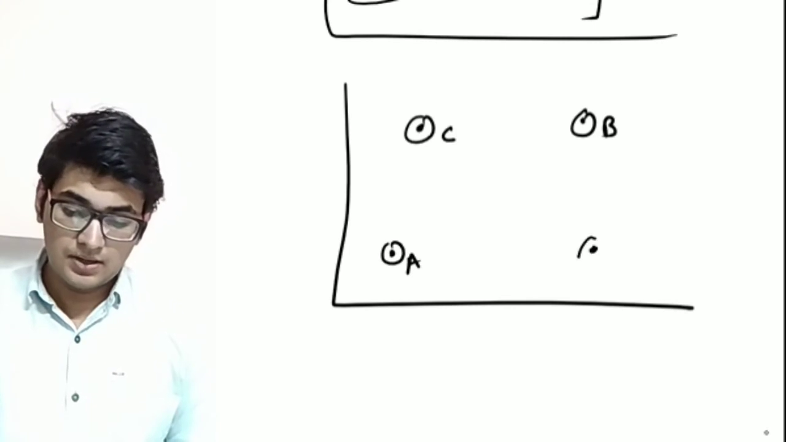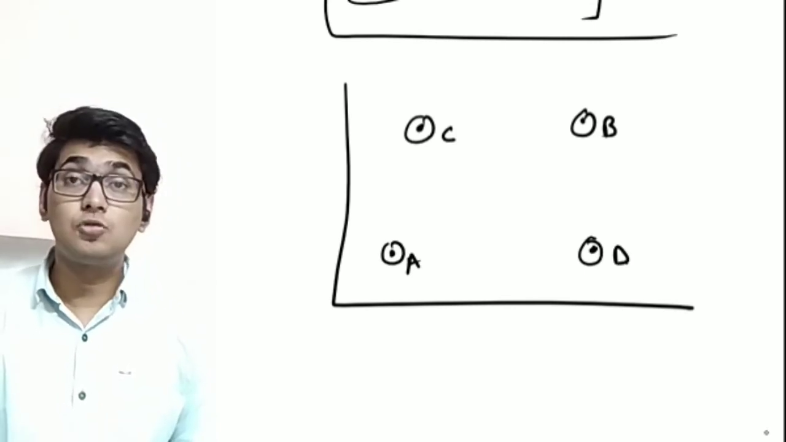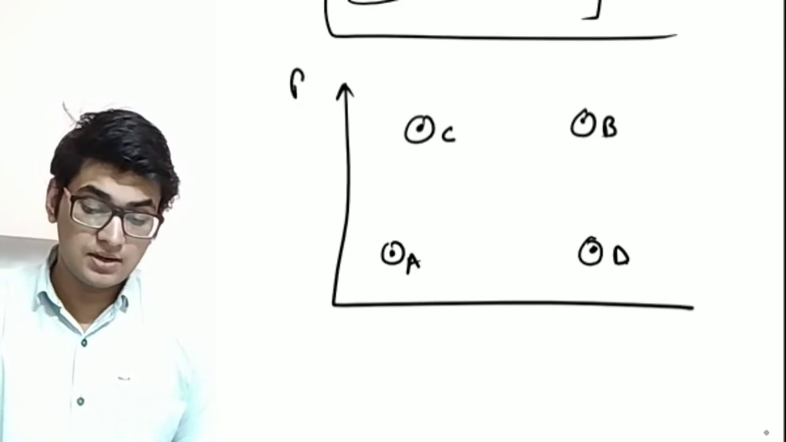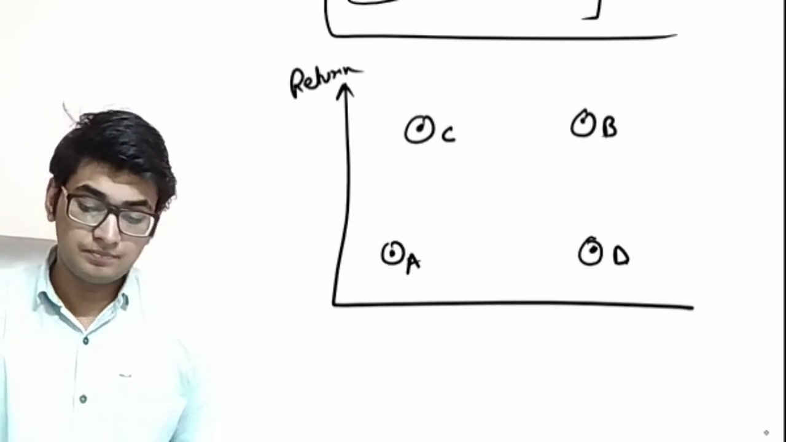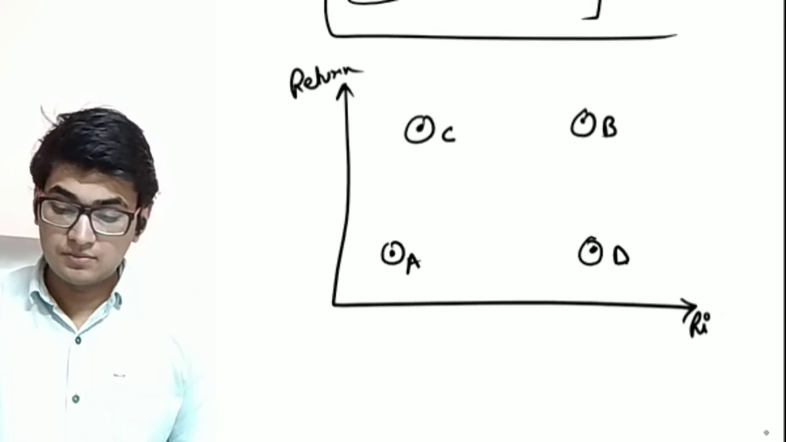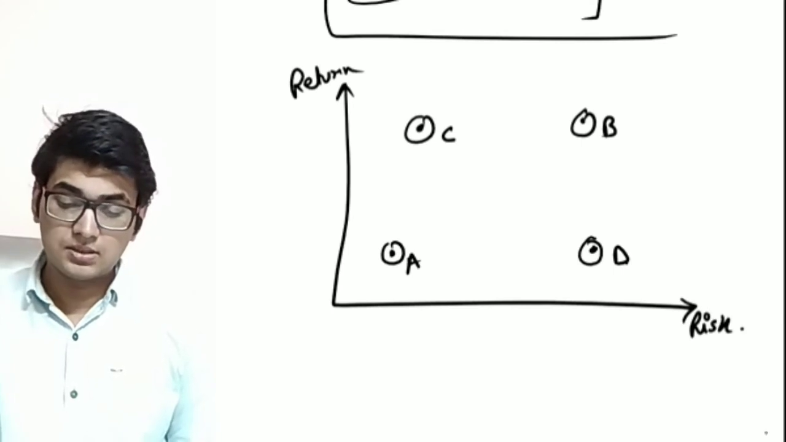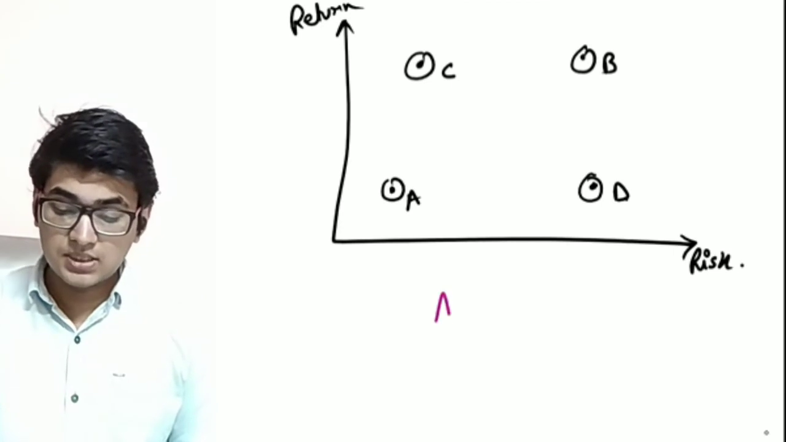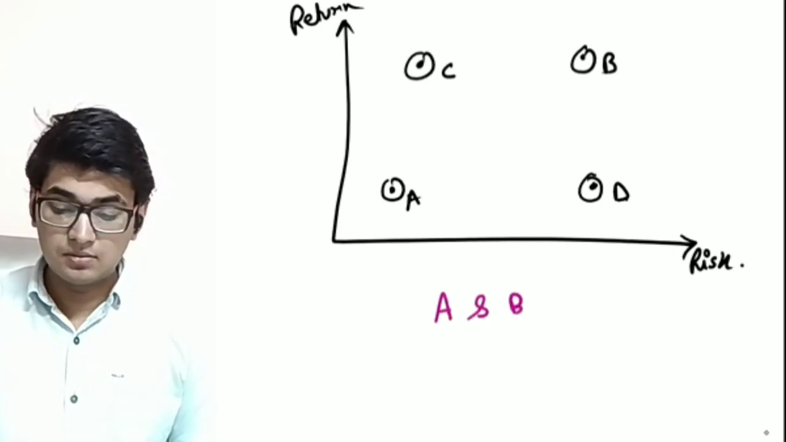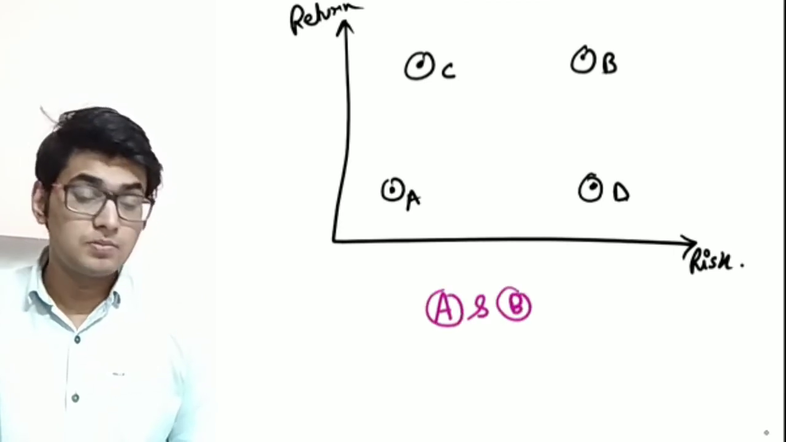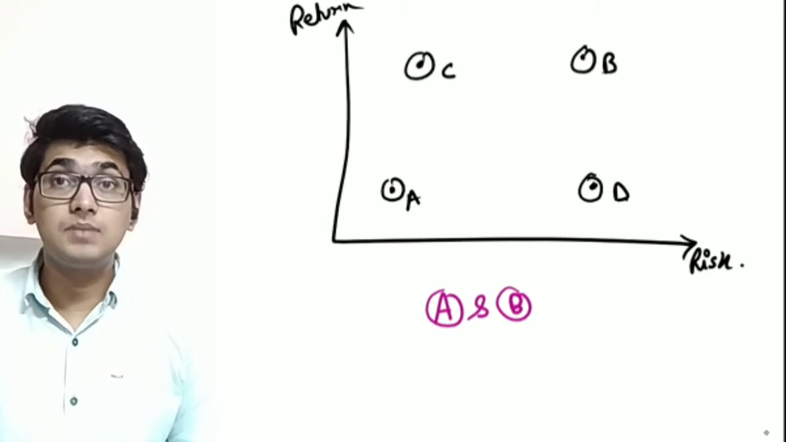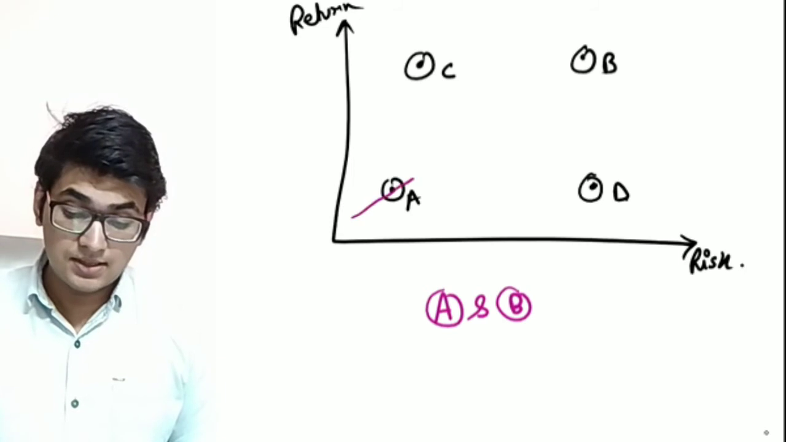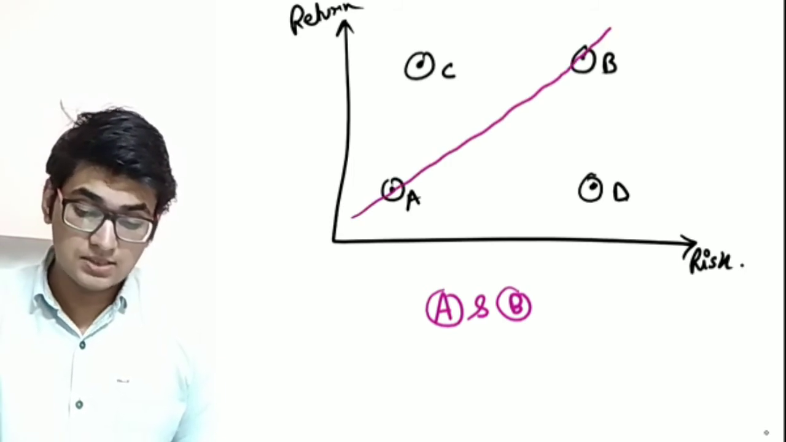Suppose we have 4 different portfolios, A, B, C and D. Here we have return, here we have risk. Suppose I ask you which one you want to purchase between A and B. You need to think. Start thinking which one you want to purchase.